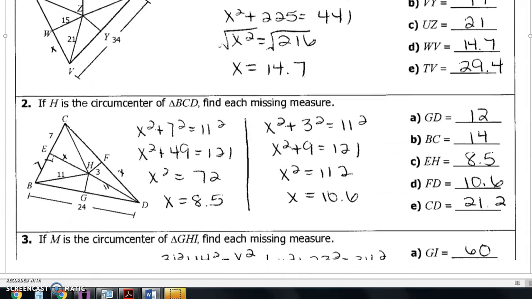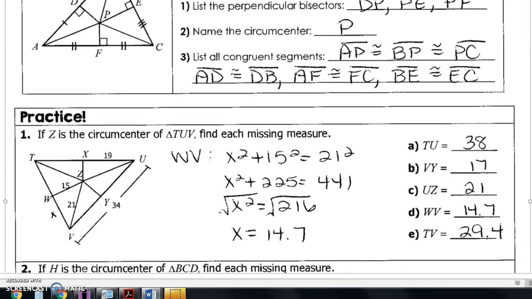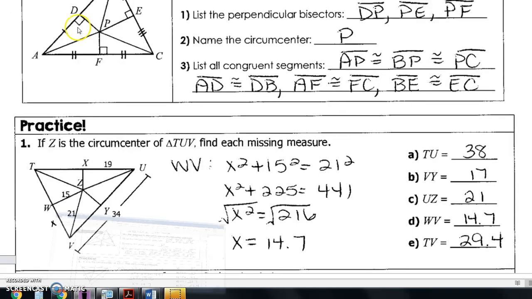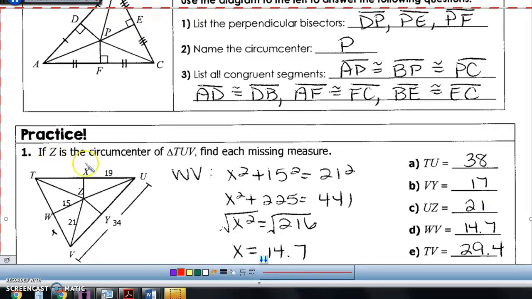Alright, so we're going to use this information to answer some problems. Alright? So the first one, let's just look at it. Because it's saying if Z is the circumcenter, then find the missing measures. Okay? So let's look at TU. He gave me that XU was 19, but if this is a perpendicular bisector, remember it bisects these two segments. So that means this part is 19 as well, and if we add them together, that gives us 38. Okay? So you could do that for all of these sides here. So VY would be half of this 34. Okay?